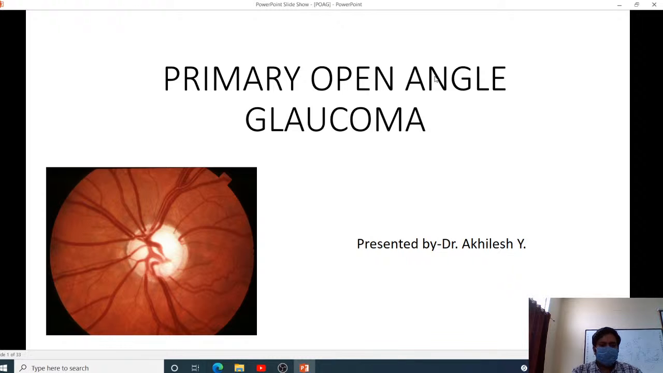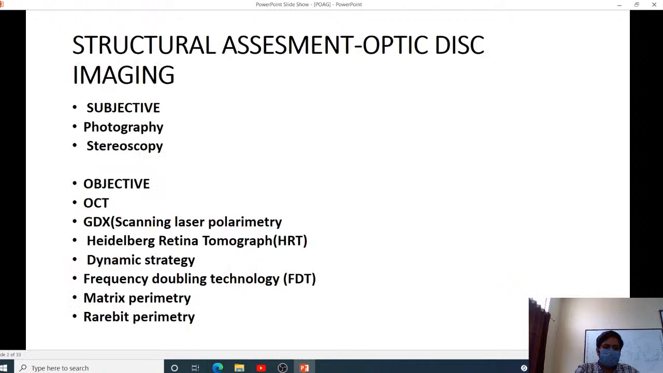Okay. Very good afternoon. Today I'll be continuing from the previous class regarding glaucoma management. Last time I told you about perimetry and visual field examination. Today, a few other tests which we do to evaluate glaucoma patients. These are the subjective and objective tests. The subjective tests are mostly the photography and stereoscopic.